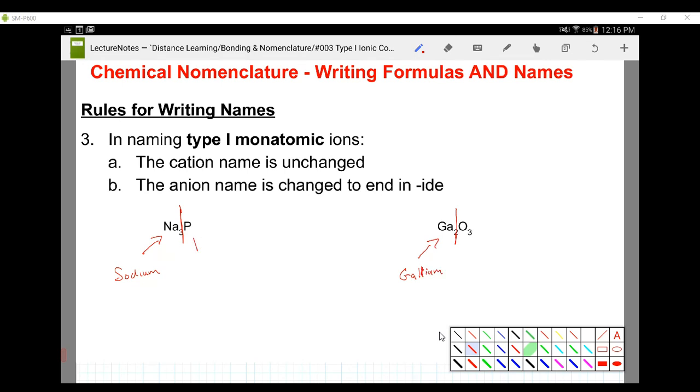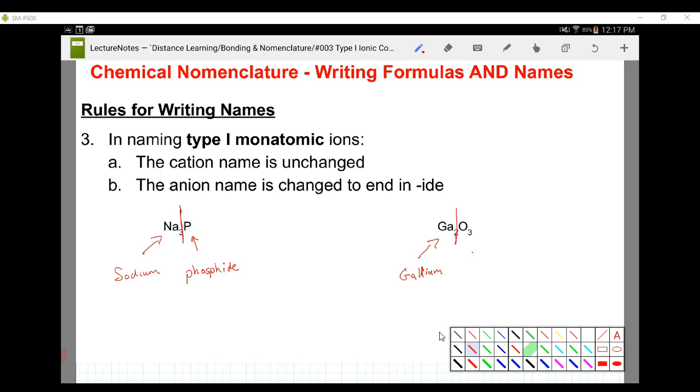For the anion, we take the element name, but then we're going to change the ending of it, the suffix. It has to end in IDE. If it does not, you're indicating a neutral atom, not the anion. So those two things imply different things. So if you wrote sodium phosphorus, it's wrong. You're talking about 2 neutral atoms, a metal of sodium and the phosphorus solid. You're not talking about the compound. To make this be the compound, this needs to end in IDE. So this is going to become sodium phosphide.